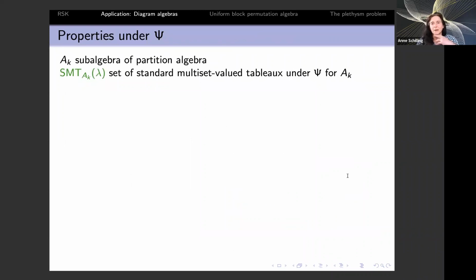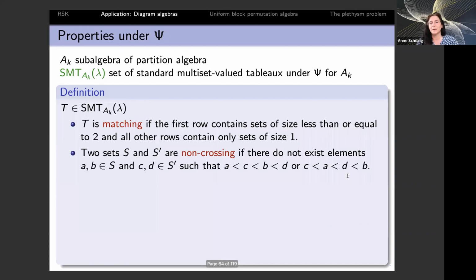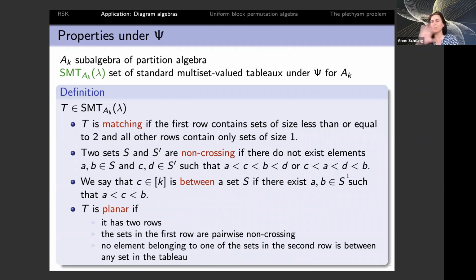Under this bijection that we had, from the partition diagrams to the tuples of tableaux, we want to see whether properties, for example being a permutation or being planar and so on, carry over. Even though the details of the slide are not important, what is important is that you can define what matching means on the tableau side, you can define what non-crossing means on the tableau side, and you can also define what planar means on the tableau side. So you can actually write down explicitly what those conditions are.